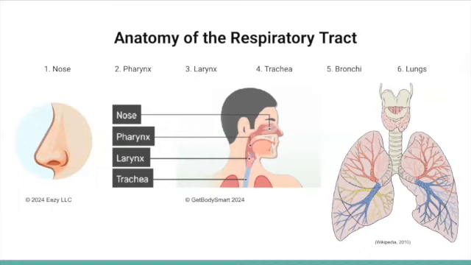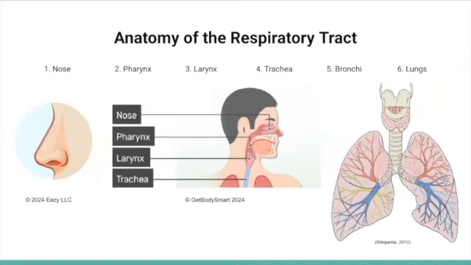Fourth in the list, we have the trachea, or windpipe, and it's a rigid tube composed of cartilage rings that connects the larynx to the bronchi. It serves as a conduit for air to travel to and from the lungs, protecting the respiratory passages and facilitating the passage of air. Number five, we have the bronchi, and these are all depicted in the pictures below.